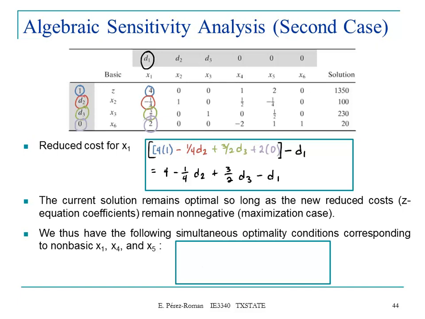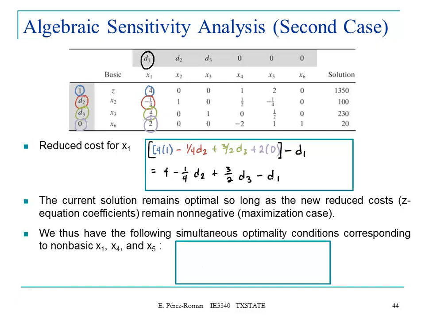Okay, so for my optimal solution, the current solution remains optimal so long as the new reduced cost, Z equation coefficients, remain non-negative for the maximization case. So that's very important. That's for the maximization case. For the minimization case, it will be the opposite. Okay? So we have the following simultaneous optimality conditions corresponding to non-basic x1, x2, and x4.